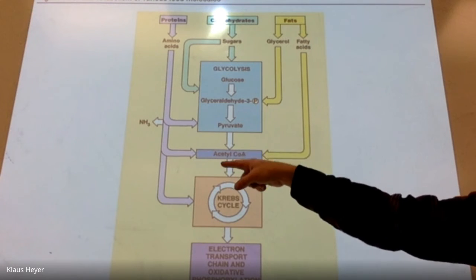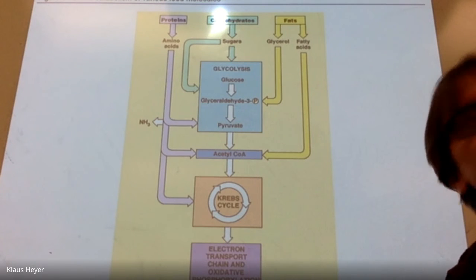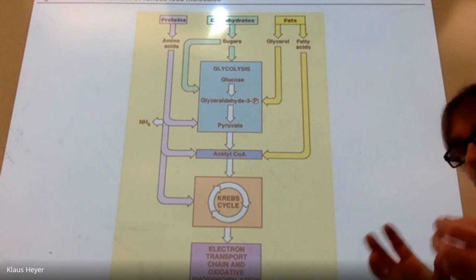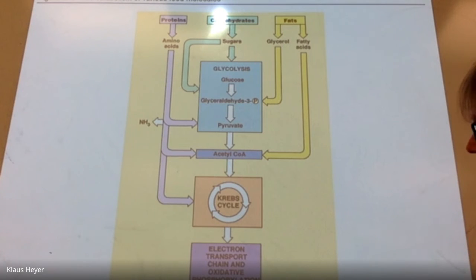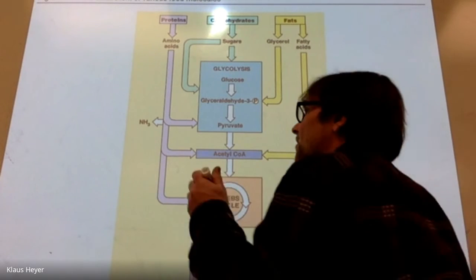Proteins are different. Some of them can go right into the Krebs cycle. You don't even have to make it acetyl-CoA. Some proteins, you can put them right in. They just enter in different places. That's all I was showing you. It doesn't really mean anything, just talking. Oh, look at that. Why does it say NH3 here?